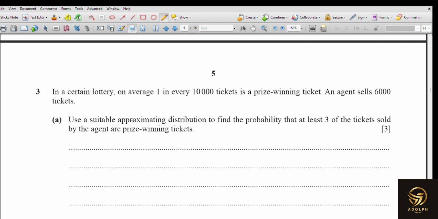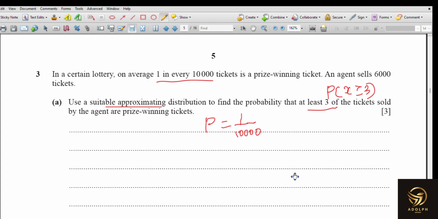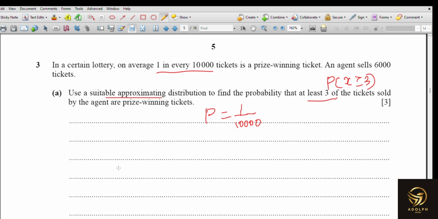Let's move on to the next one, the third problem. In a certain lottery, an average one in every 10,000 tickets is a prize winning ticket. An agent sells 6,000 tickets. So we can see that it is actually a binomial, one in 10,000. The p value is 1 by 10,000. But they told us to use the approximating distribution to calculate the probability of at least 3, meaning the probability of x greater than or equal to 3. Since the p value is this, we have to go for the approximating distribution.